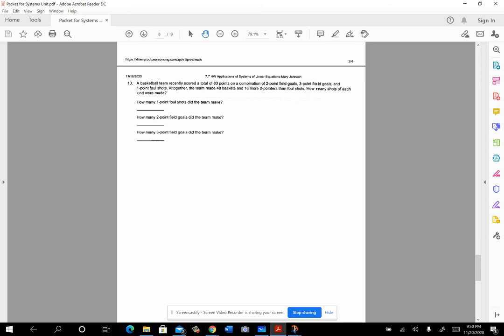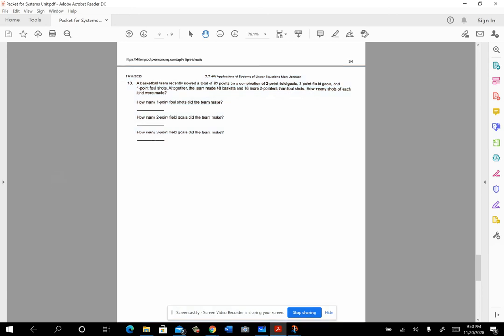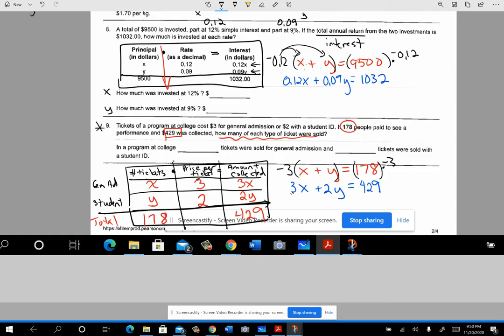All right, this one says a basketball team recently scored a total of 83 points on a combination of 2-point field goals, 3-point field goals, and 1-point foul shots. So let me, oops, I got to snip it first. Okay, so let me take a snip of this, and then we'll work this problem.